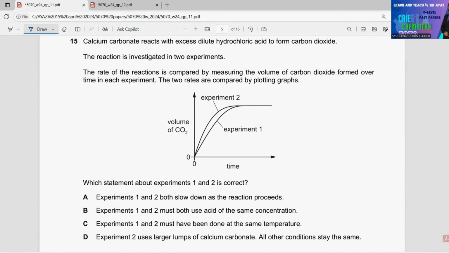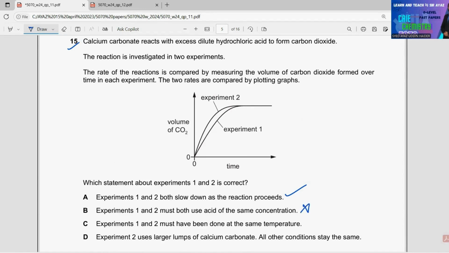Which statement about experiments 1 and 2 is correct? Now, in A, what they are saying is that experiments 1 and 2 both slow down as the reaction proceeds. This statement looks correct to me. For your convenience, I'm reading the other statements also, in order to confirm whether this is the only right response here. Experiments 1 and 2 must both use acid of the same concentration.